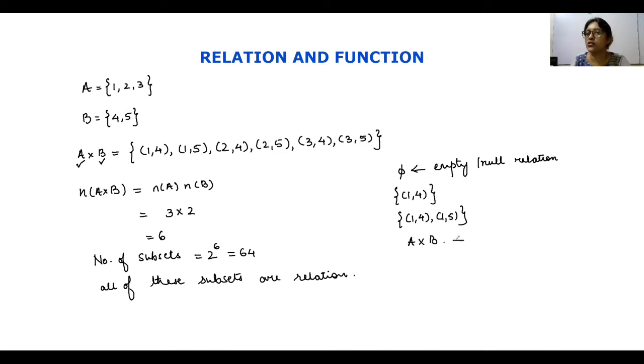Whereas A cross B has all the elements, so it is known as the universal relation. And as we said, we have 64 such relations. So the general formula for finding the number of relations is 2 raised to n(A) into n(B).